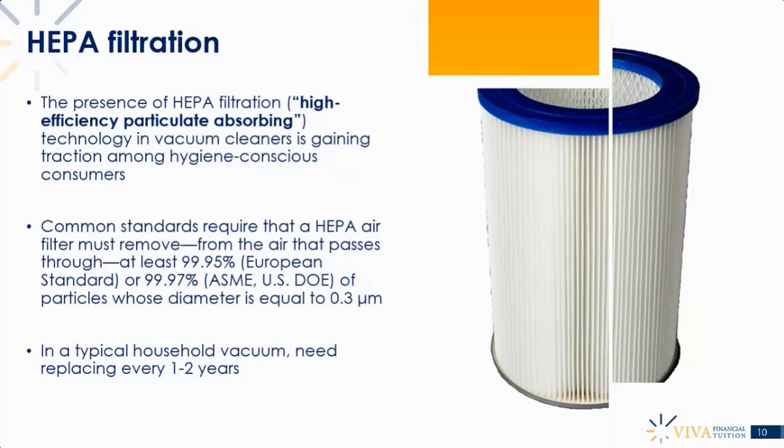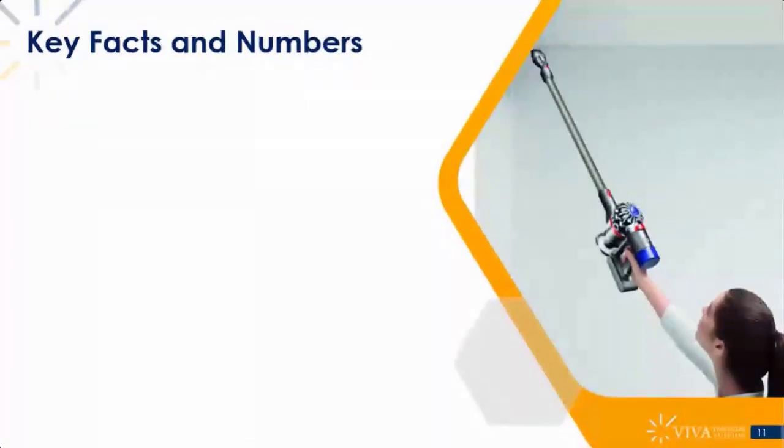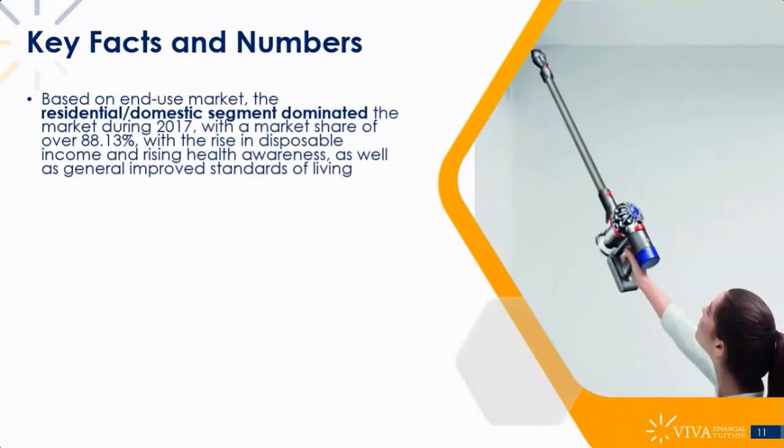So these need to be really up to scratch in order to have this HEPA filtration accreditation. So some key facts and numbers then. Based on end-use market, the residential or domestic segment dominated the market during 2017 with a market share of over 88.13%, with the rise in disposable income and rising health awareness, as well as general improved standards of living.